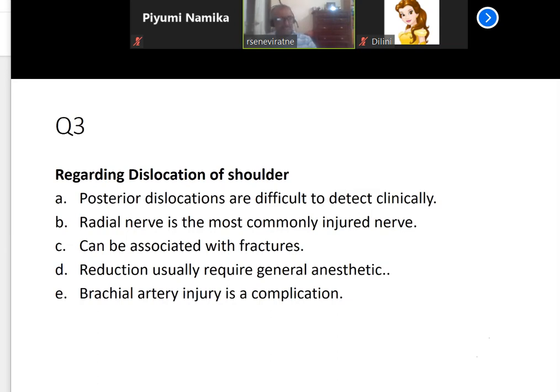And if it is second time, third time recurrent dislocations, you know that they happen with the slightest provocation. So you can reduce them without X-ray. This is an important practical point I want to tell you.